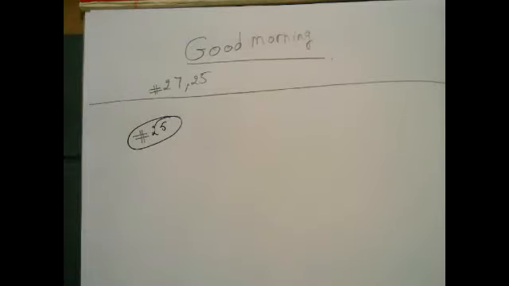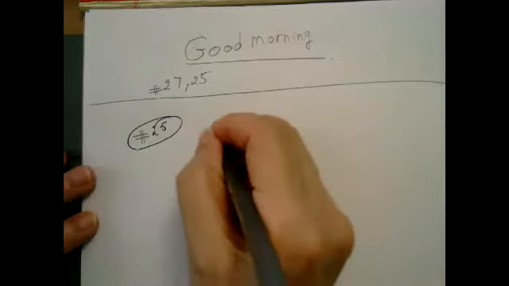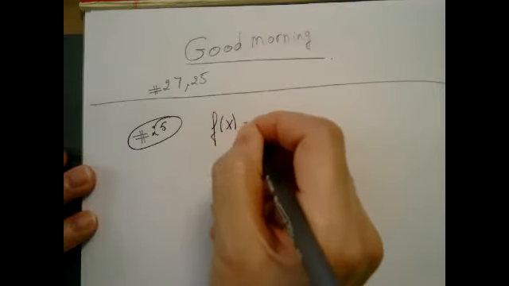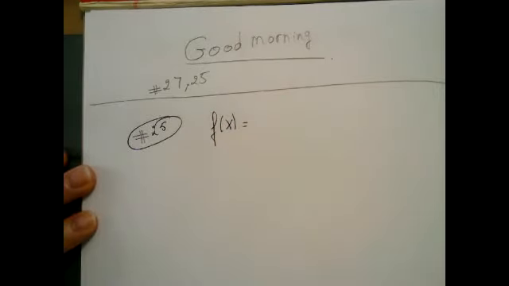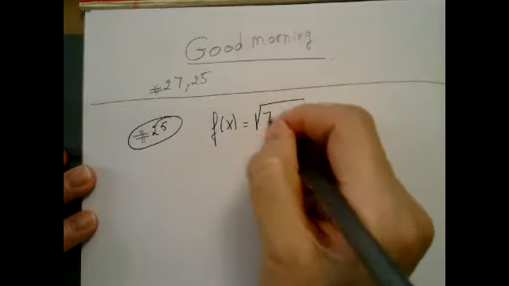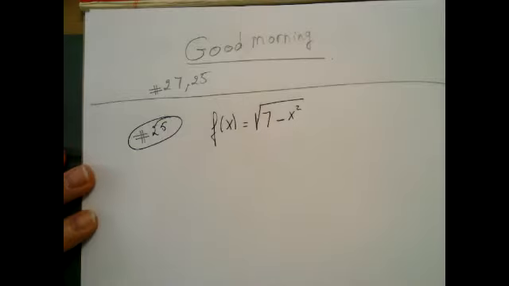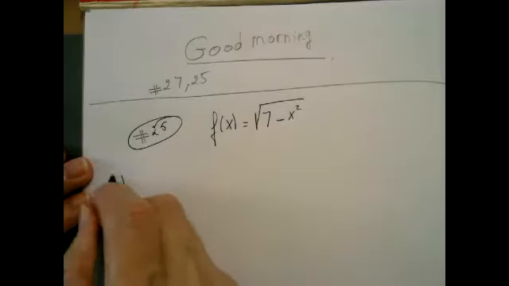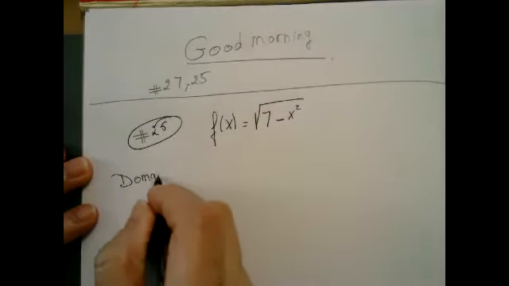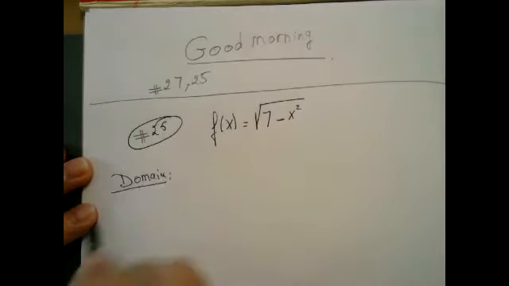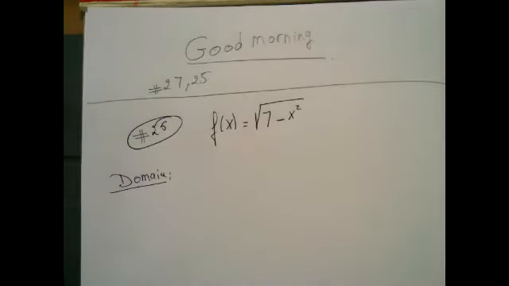Okay, so what is the problem? Number 25. We have the following function, f of x equals the square root of 7 minus x squared. And the question is find the domain and the range. So first, the domain. The domain, we always do it algebraically. The range is the one we just graph the function.